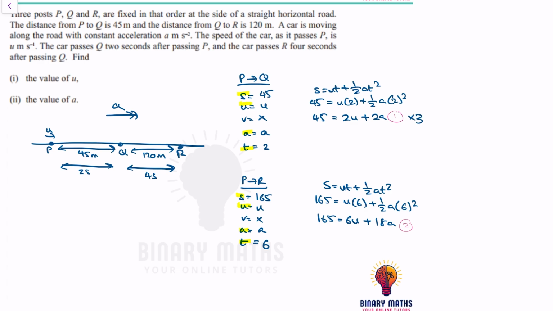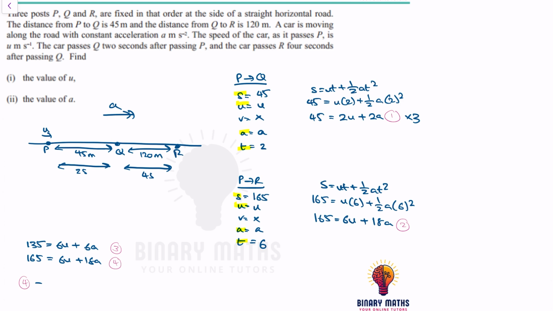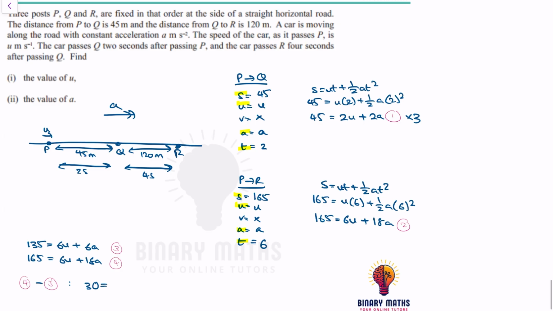Let's times equation 1 by 3, then we end up getting 135 is equal to 6u plus 6a, and the second equation is 165 is equal to 6u plus 18a. So let's call this equation 3 and equation 4. And if I do 4 take away 3, then I end up with 165 take away 135, which is 30, is equal to 18a take away 6a, which is 12a. So a is equal to 30 over 12, which means a is equal to 2.5 meters per second squared.